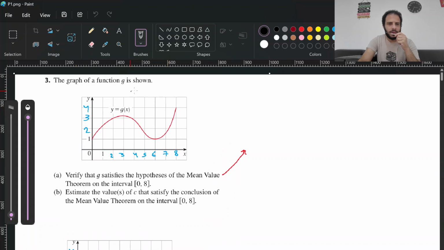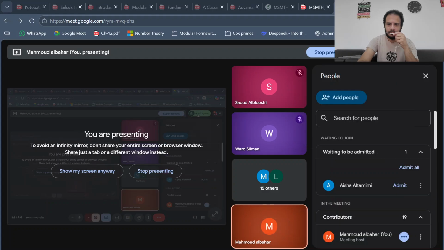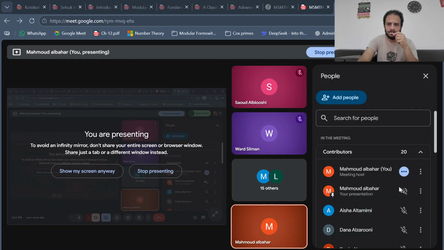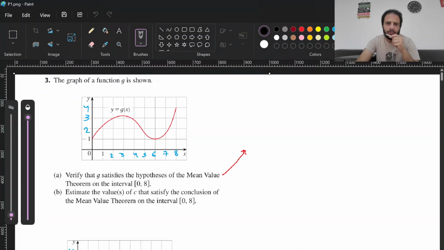You have the graph of a function g. Verify that g satisfies the hypotheses of the mean value theorem on the closed interval from 0 to 8. What are the hypotheses of the mean value theorem?